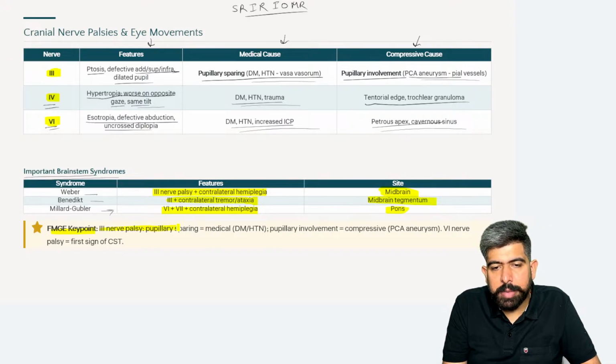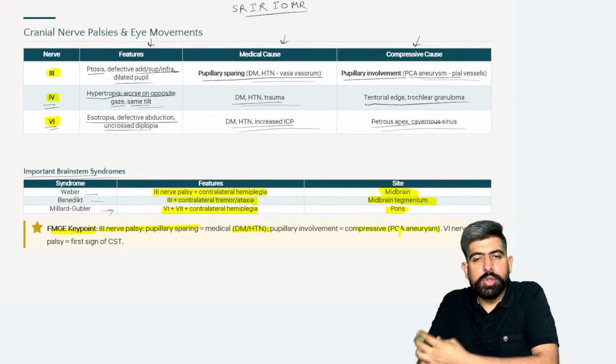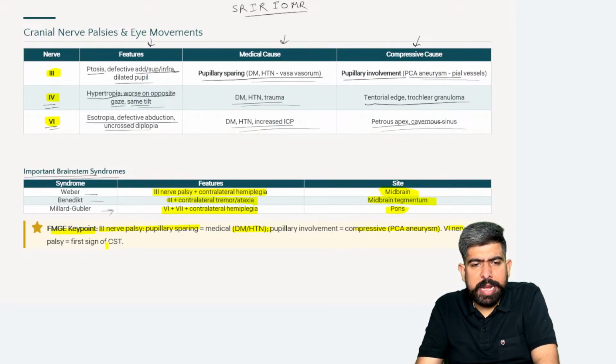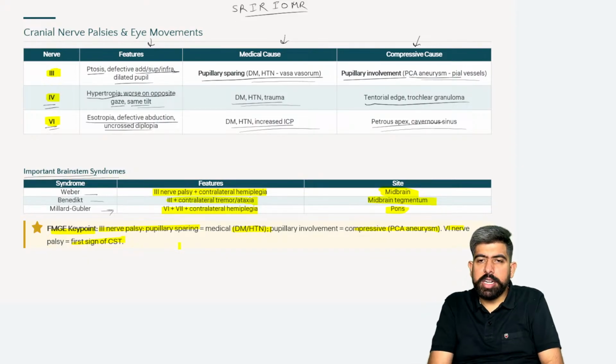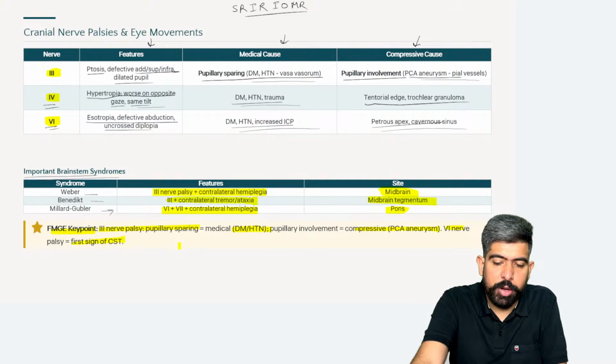In third nerve palsy, pupillary sparing is seen in medical conditions like hypertension and diabetes, while pupillary involvement will be compressive, seen in posterior communicating artery aneurysm. And sixth nerve palsy will be the first sign of your CST, cavernous sinus thrombosis. Please remember this. These are the important nerve palsies related to neuro-ophthalmology.